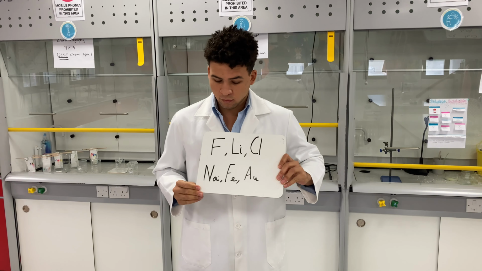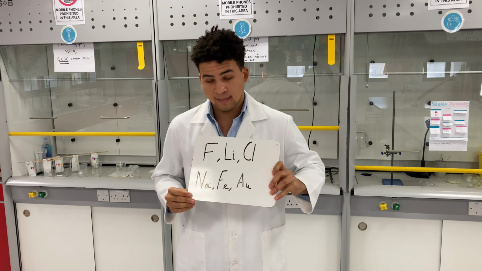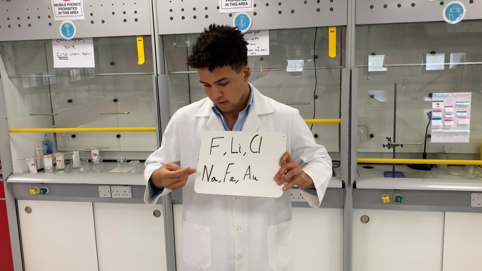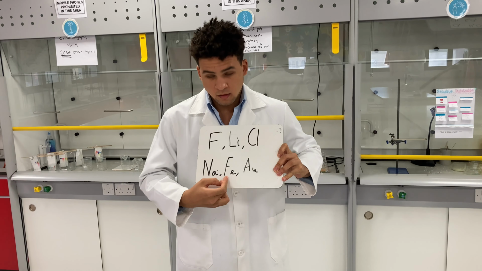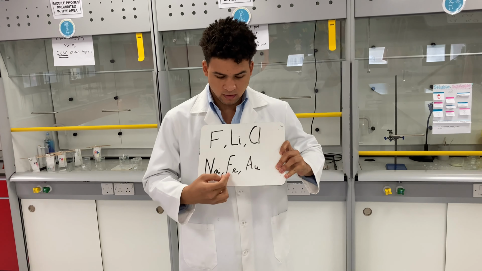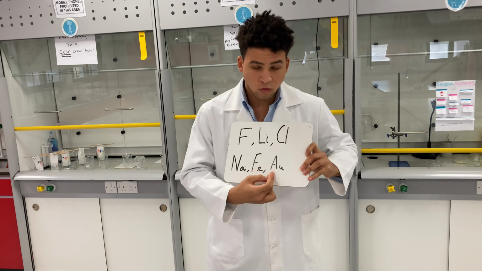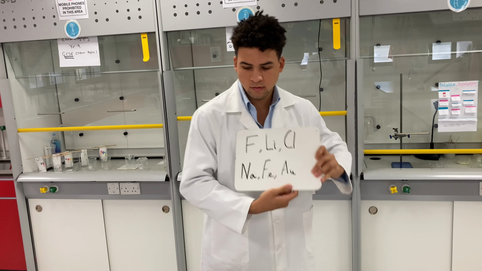Some of the symbols are named after their Latin names of the elements. This is sodium, its Latin name is natrium. Ferrum is the Latin name for iron, so Fe is iron. Boron is the Latin name for gold.